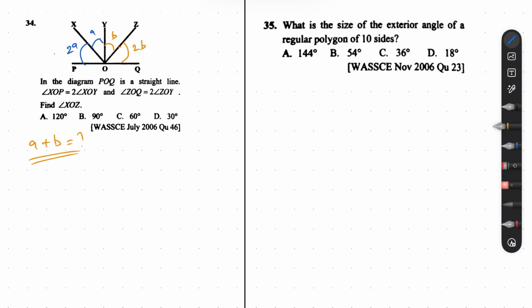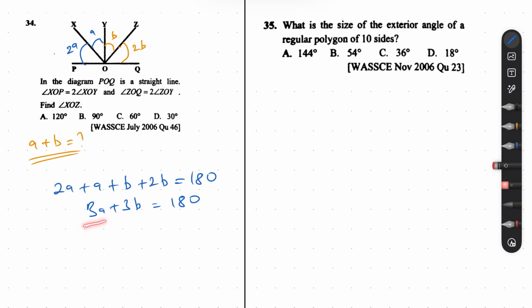Cool. But we know that the sum of angles on a straight line add up to 180. So let's add all the angles: 2A plus A plus B plus 2B, and equate it to 180, because they add up to 180 on a straight line. So we have 3A plus 3B is equal to 180.